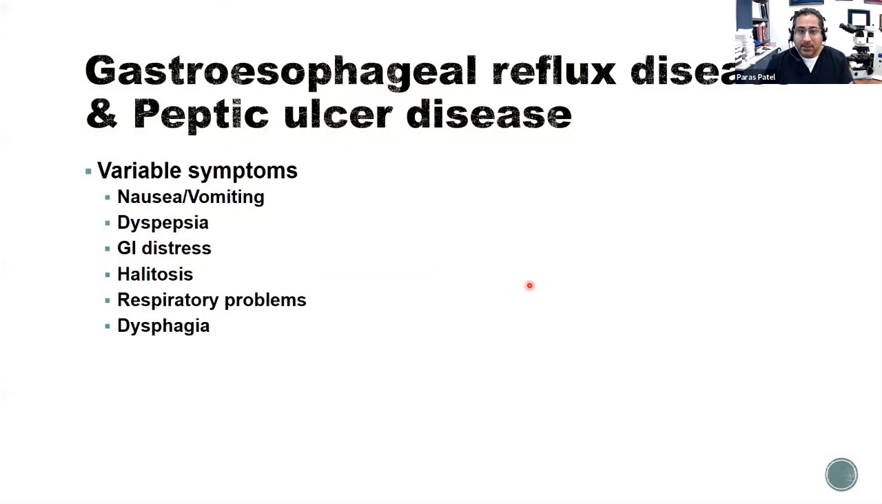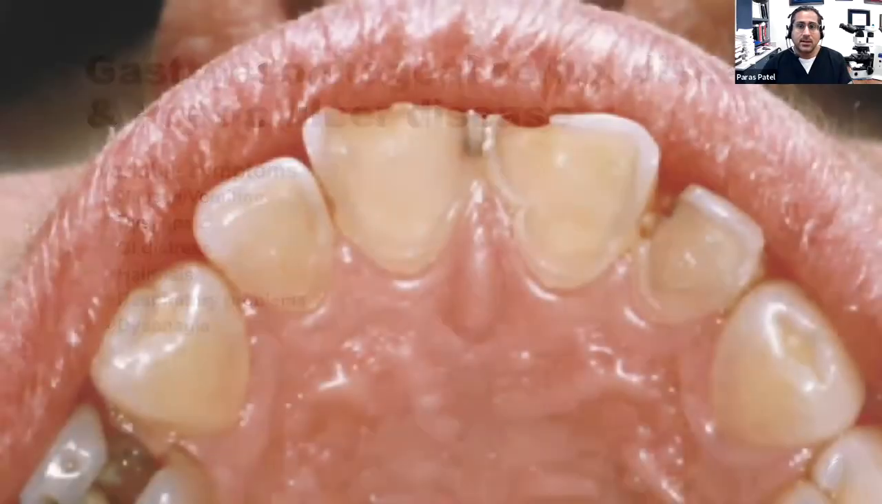Gastroesophageal reflux disease and peptic ulcer disease. Variable symptoms with this. Sometimes it's dyspepsia. So this is just increased burping after eating. If they have a tendency to belch frequently, they don't necessarily think that that's associated with an underlying gastroesophageal reflux disease, but it very well could be. Again, it spans the spectrum. Bad breath, respiratory problems, dysphagia, which is pain with eating, nausea, vomiting, those sorts of symptoms, as well as GI distress, could be the variable symptoms associated with these disease processes.